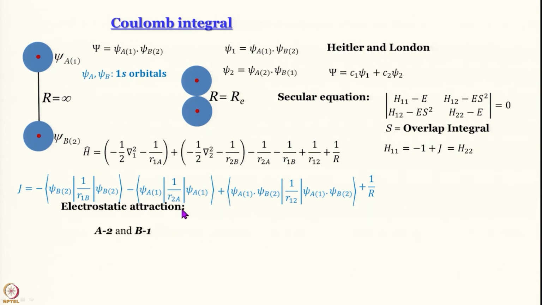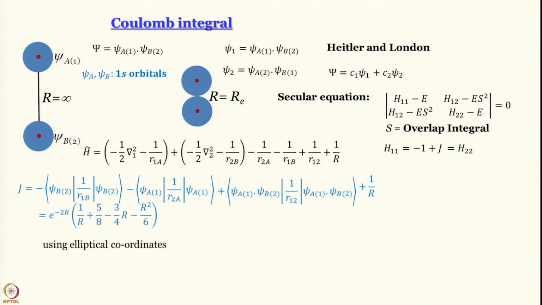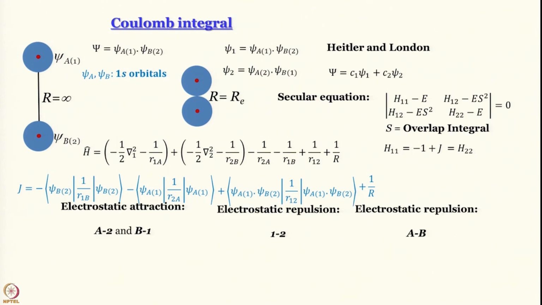So, these first two terms are essentially the electrostatic attraction between nucleus A and electron 2, and nucleus B and electron 1, okay. And the third term is the electrostatic repulsion between 1 and 2 obviously, and the last term is the electrostatic repulsion between the nuclei A and B. So, all these are essentially Coulombic interactions, electrostatic interactions. So, this is called a Coulomb integral.